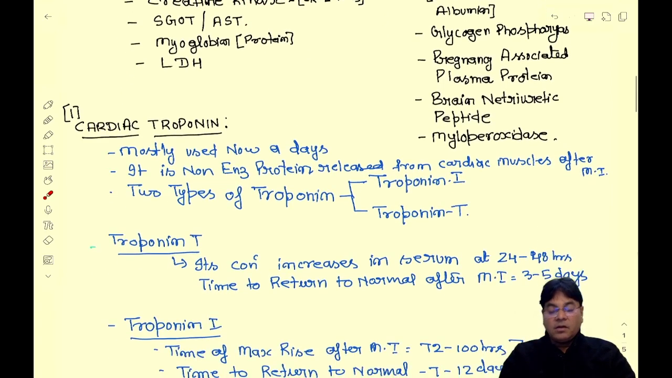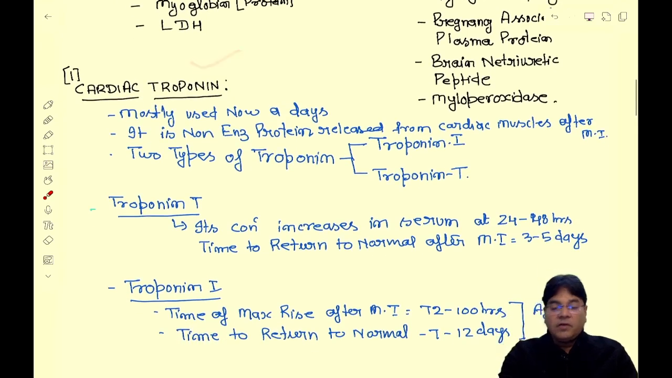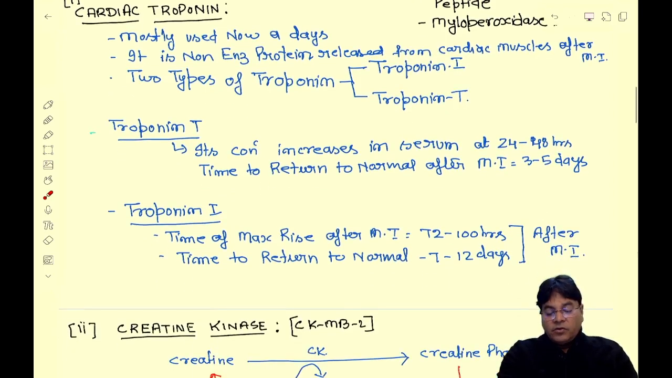Coming to the cardiac troponins, it's not a hormone and not an enzyme, but it's a protein which is found in the blood in high concentration after the heart attack. This protein is mostly used nowadays as a cardiac marker. It is a non-enzyme protein released from the cardiac muscle after the myocardial infarction. Now this troponin exists in two forms. Structurally, there are differences in the polypeptide chain, and that is troponin I and troponin T. I am not entering into the details of its structure because we are not concerned with that. These two cardiac markers are used, troponin T and troponin I.